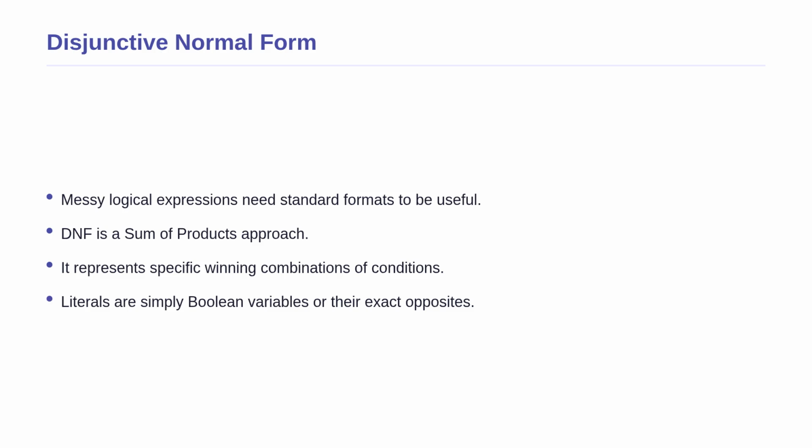Imagine buying a car. You might say, I will buy it if it is a red convertible or if it is a black SUV. You are listing specific acceptable combinations. This is a sum of products approach, which is exactly what disjunctive normal form or DNF is. In discrete mathematics, we use this highly organized format to clean up messy logical expressions. Before we write them, remember that a literal is simply a Boolean variable or its exact opposite.